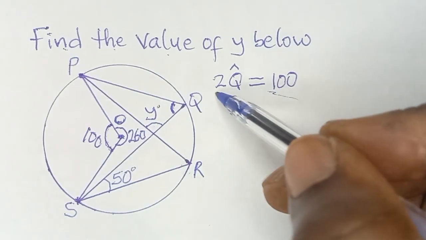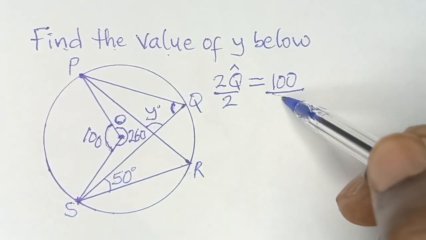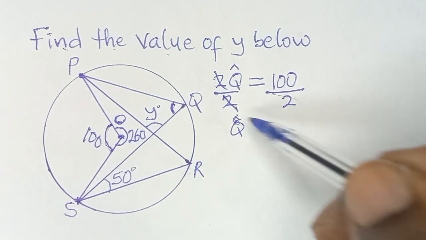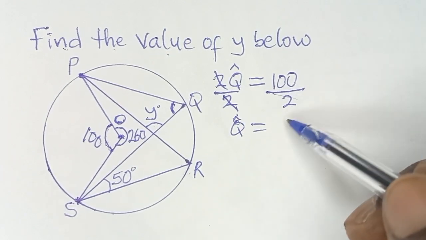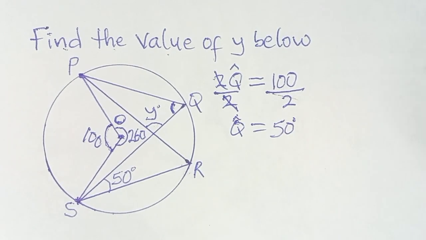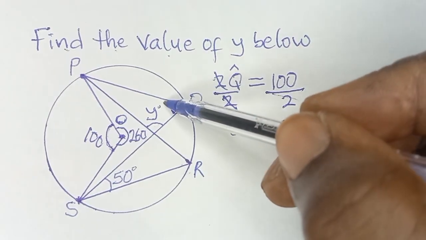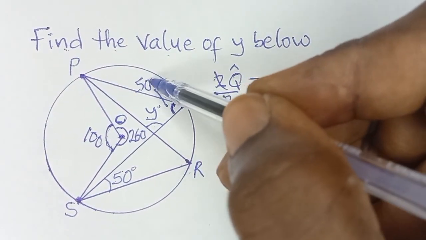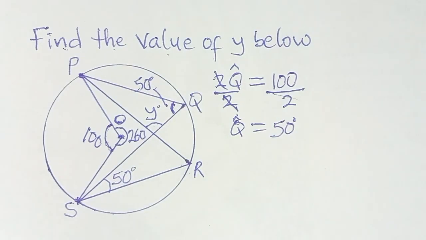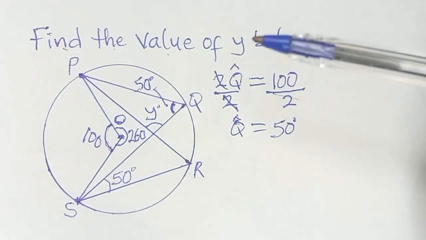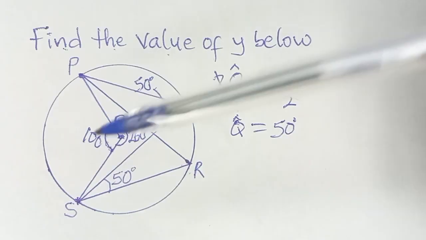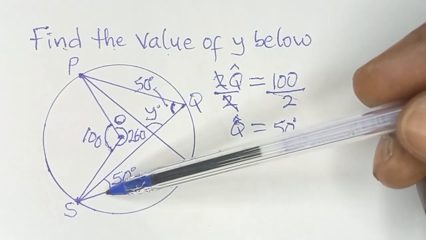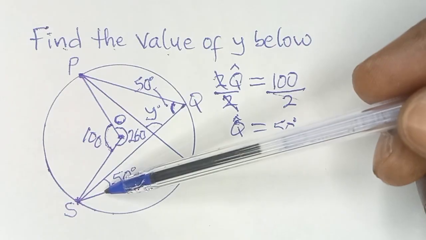So from there, if we divide both sides by 2, we have angle Q. The angle at Q is equal to 100 divided by 2, which is 50 degrees. So that means this angle here is 50 degrees. Hope you can see that now. Then now, let's look again at this other angle 50 that is given to us.